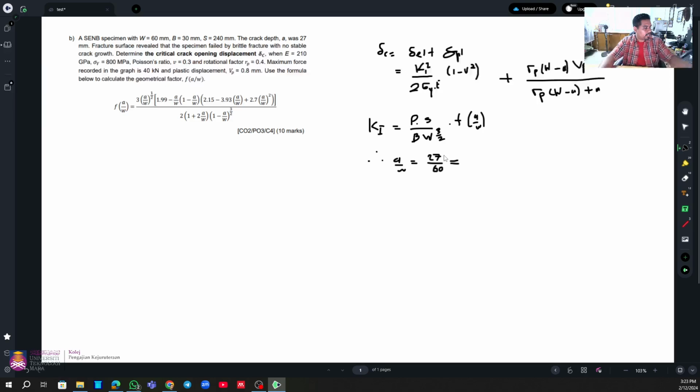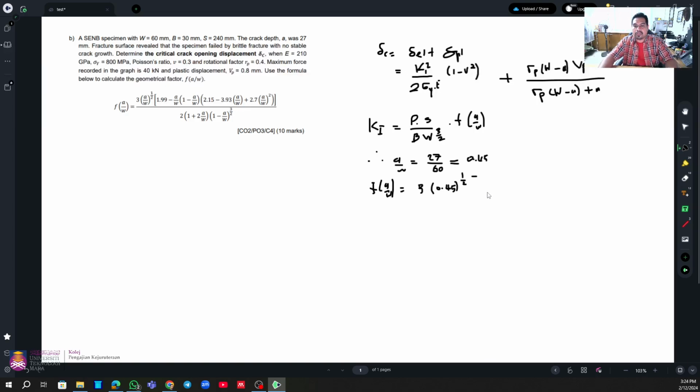If you calculate here, I just want to calculate it together with you. It's 27 divided by 60, and you will obtain 0.45. So this is a over W, and for the function itself, you have to substitute exactly. Everything you have to substitute. Let's say, for example, 3, then you have to substitute by 0.45, to the power of half, like this. Sorry, because I'm using my cursor to draw, that's why it's quite slow.